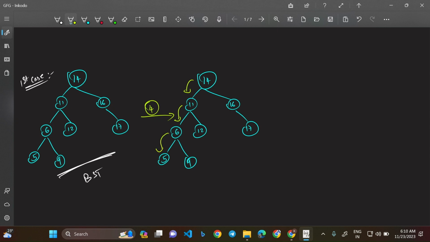4 is still less than 5, go to the left. So now you insert 4 here. According to the first rule, 4 settles here, very perfectly fine. Alright, according to the first rule. Now see the second rule.